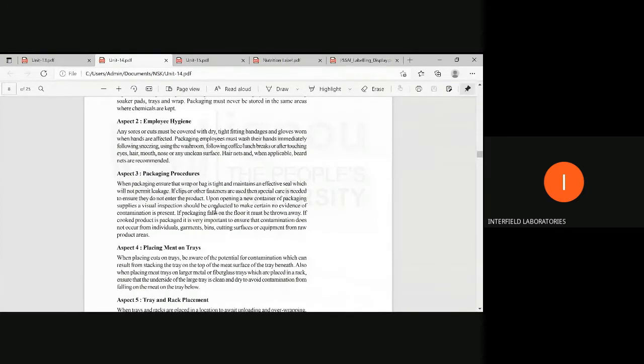When packaging, ensure that wrap or bag is tight and maintain an effective seal which will not permit leakage. If clips or other fasteners are used, then special care is needed to ensure that they do not enter the food product.